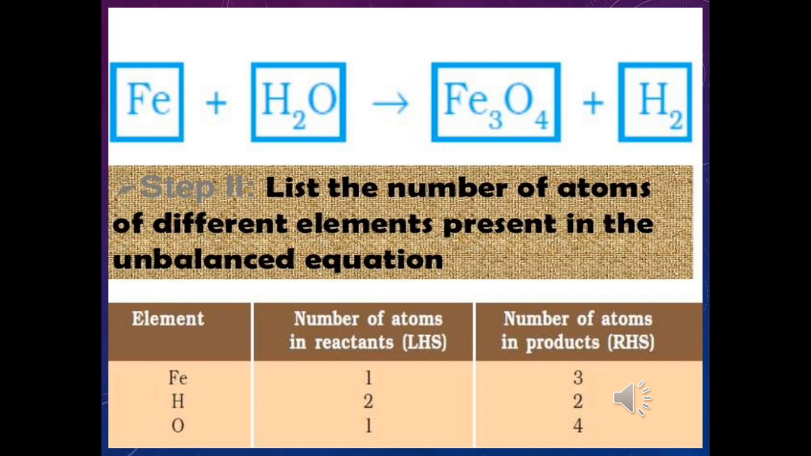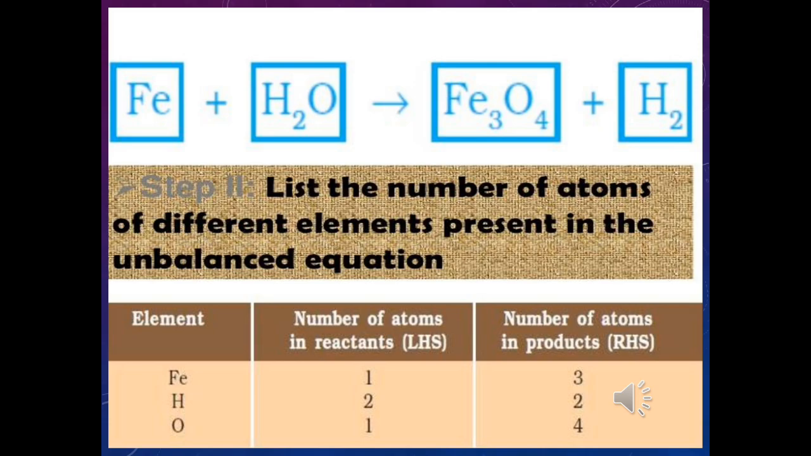Step 2. List the number of atoms of different elements present in the unbalanced equation. First of all, write the symbol of the element, the number of atoms in the reactants on the left hand side, and the number of atoms in the products or right hand side. Iron, there is only 1 on the left hand side and 3 on the right hand side. Hydrogen, 2 on the left hand side and 2 on the right hand side. Oxygen is 1 on the left hand side and 4 on the right hand side. Therefore, this is not a balanced equation.